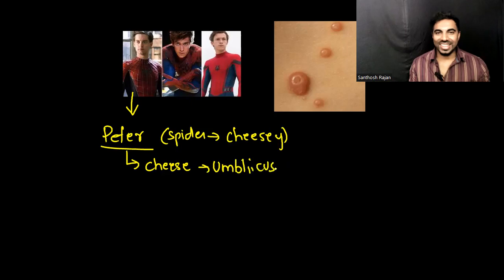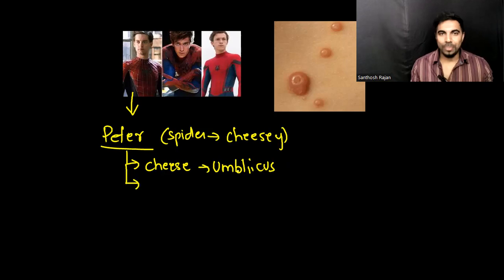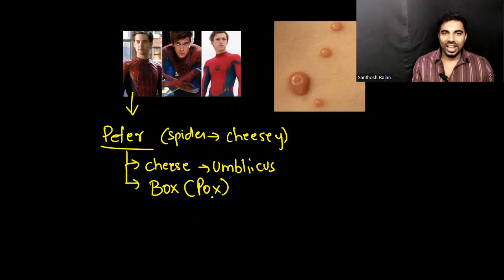Number two, it comes from the umbilicus. And one more thing: he lives in the box. He lives in the box. That means pox virus. He lives in the box, pox. This is enough. This is more than enough.